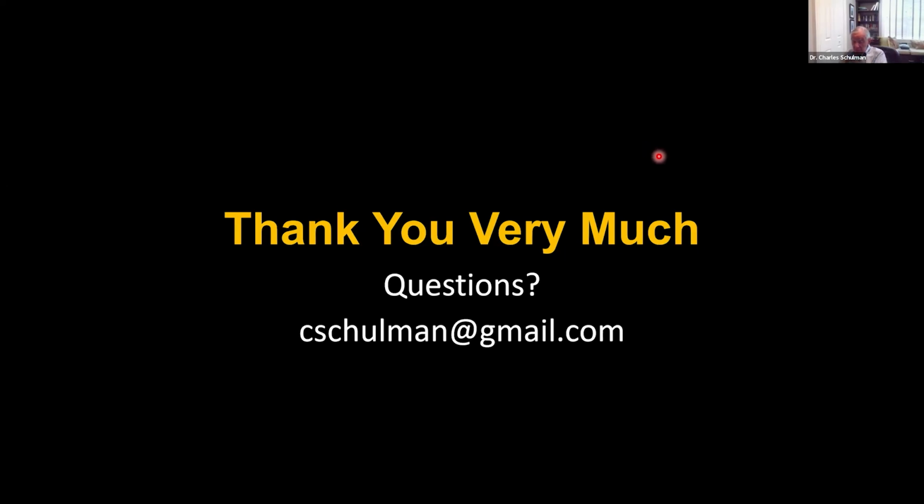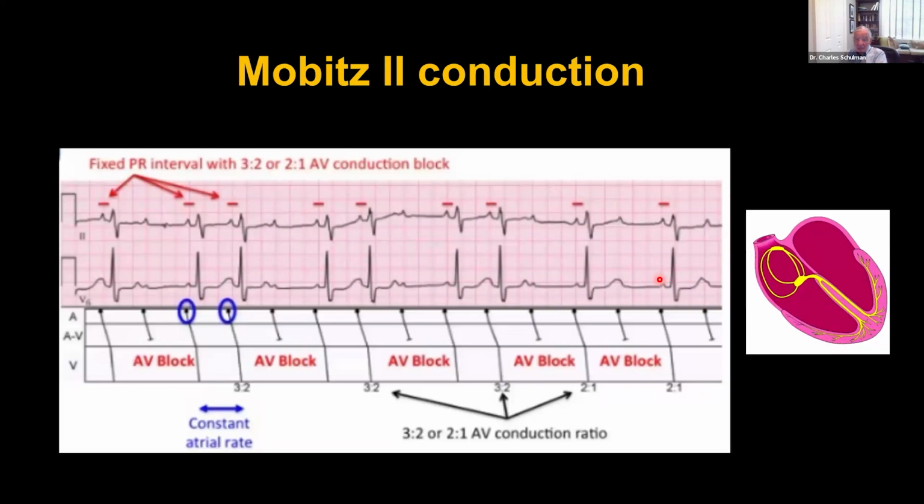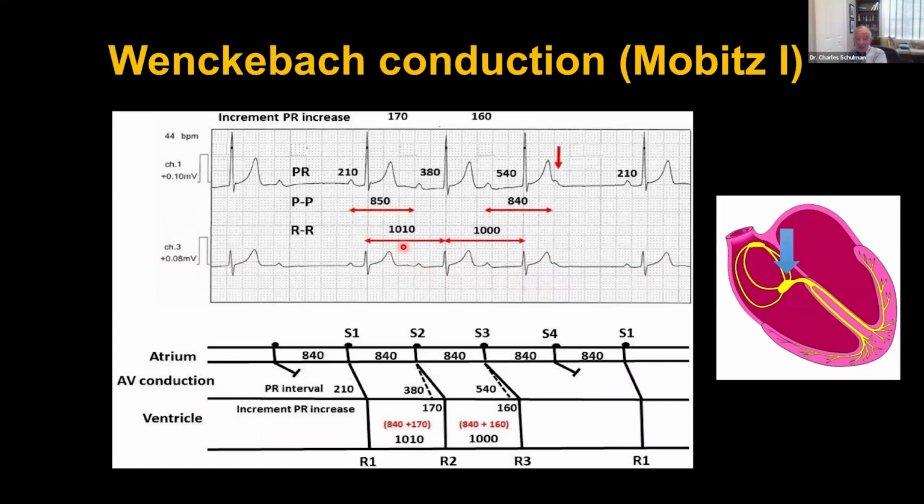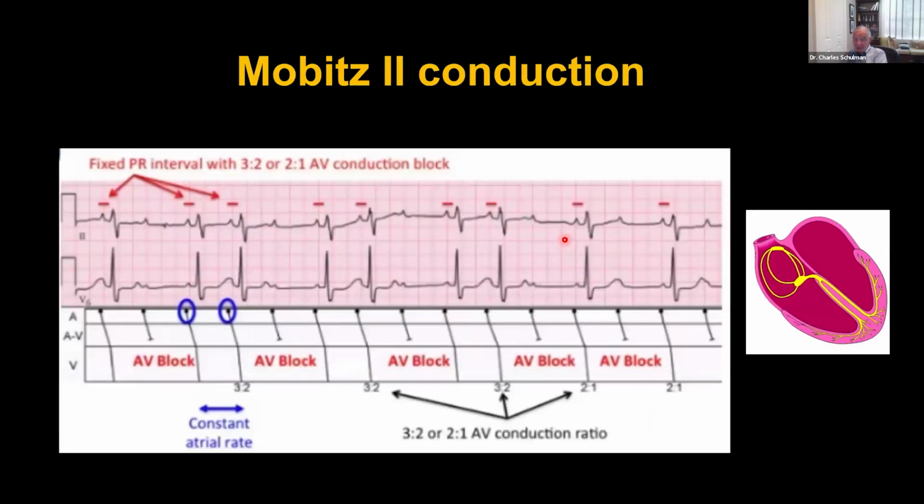So if we go back, as the PR interval becomes longer, the next P wave, which turns out to be the dropped beat, is dropped because the AV node is refractory. So that's a functional block, as opposed to an organic block, where you either have conduction or you don't.